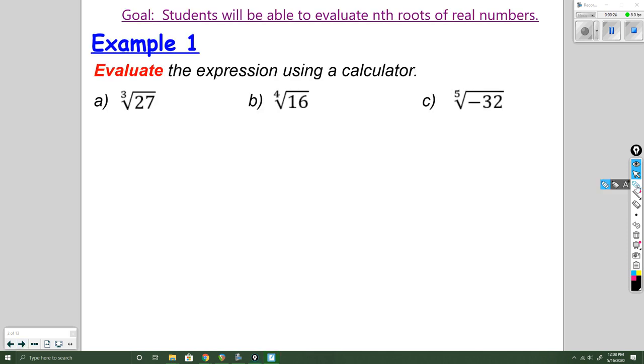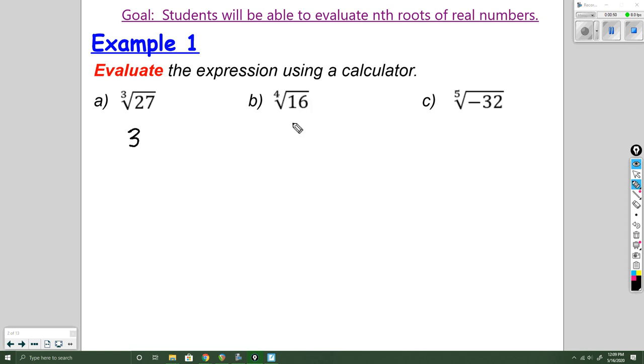Alright, so first we're going to start with evaluating the expression. So we can use the calculator to do this. If we use a calculator, just remember we need to know how to use the calculator in order to type this in, but for most calculators it's pretty easy. Otherwise, you can go back to the section 7.1 video and check that out and figure out how to use a calculator to type this in.